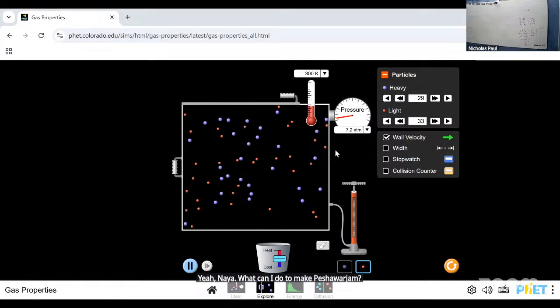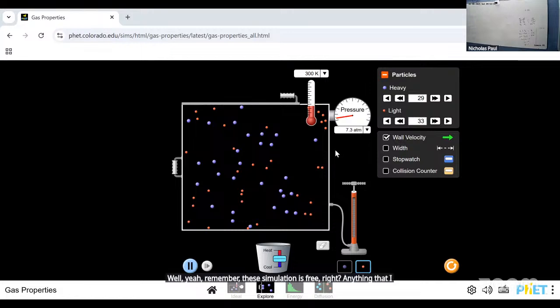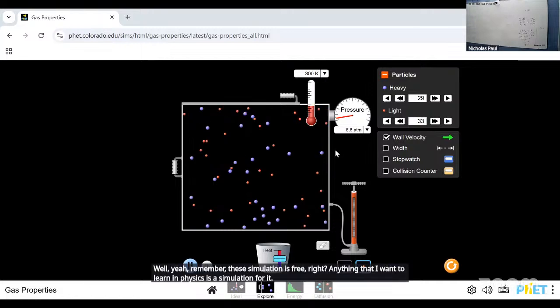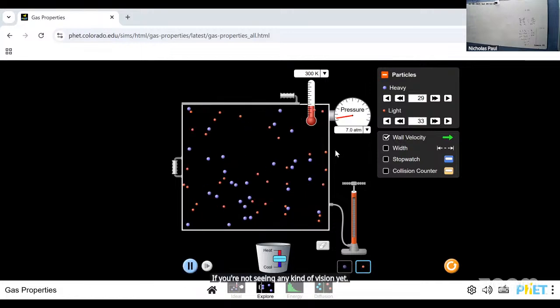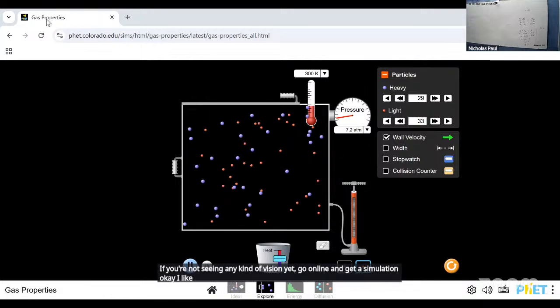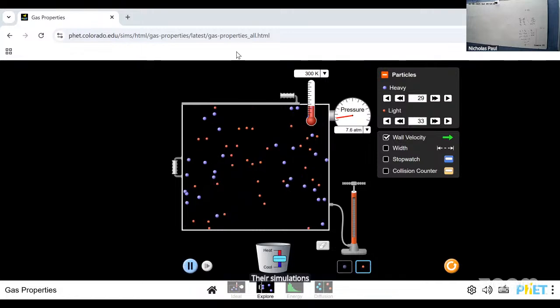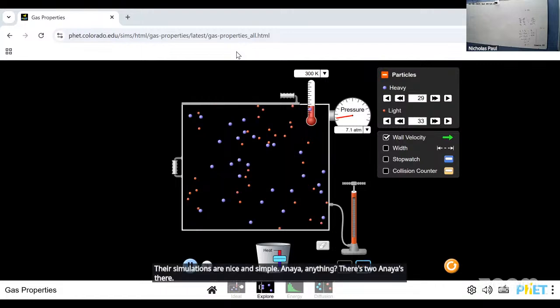Remember, these simulations are free. Anything that you want to learn in physics, there is a simulation for it. If you're not seeing any kind of vision of it, go online and get a simulation. I like this particular university, PhET. Their simulations are nice and simple.